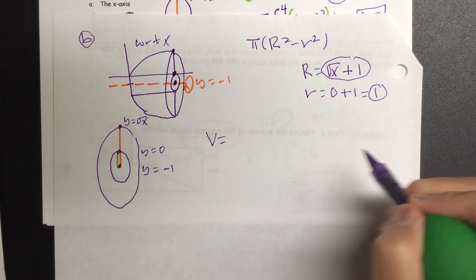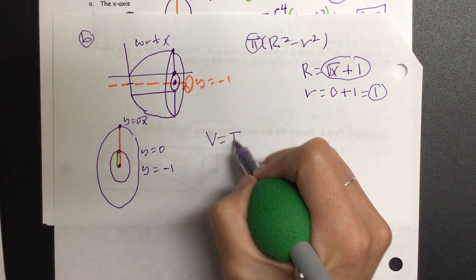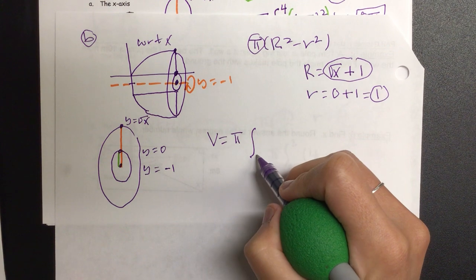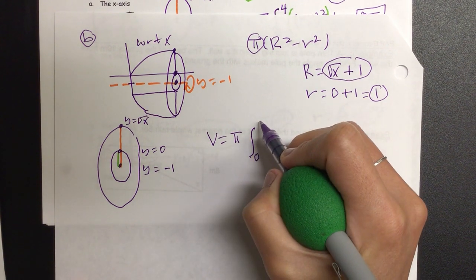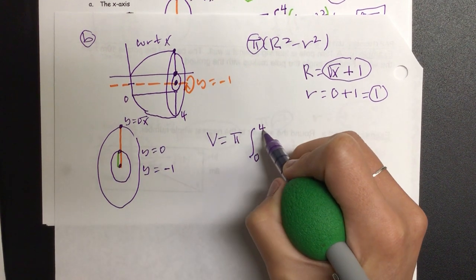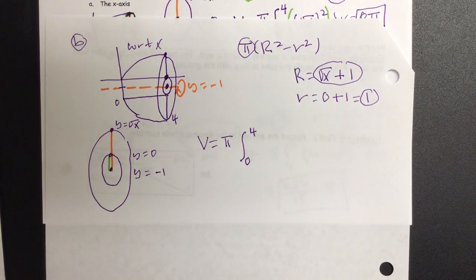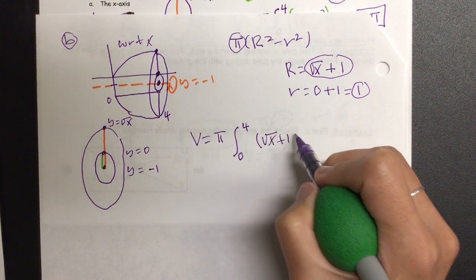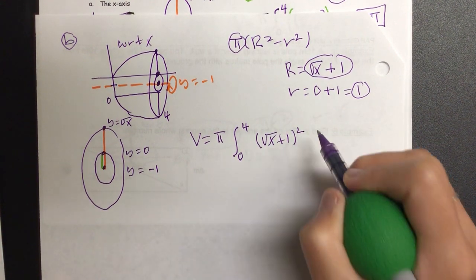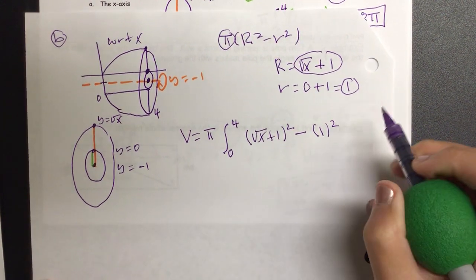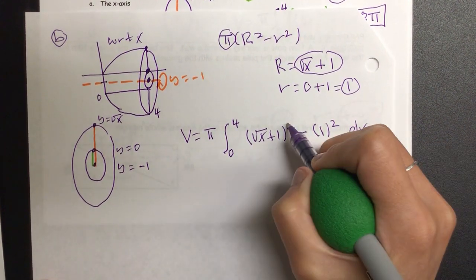So our volume is equal to, let's kick out the pi, integral. It is with respect to x. So what's my low number to the high number? 0 to 4 still remains. And it is a big R squared. So my big R is square root of x plus 1, all squared, minus a little r squared, which is 1, all squared, which in the end is still 1 dx.